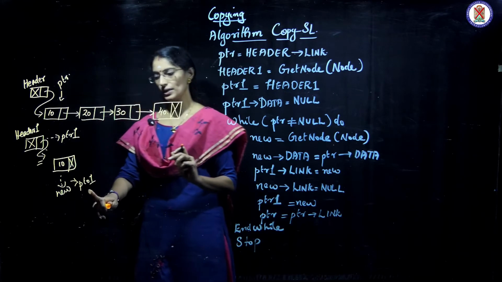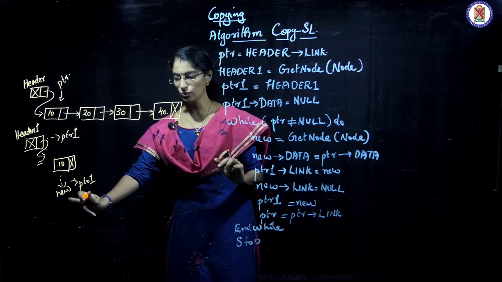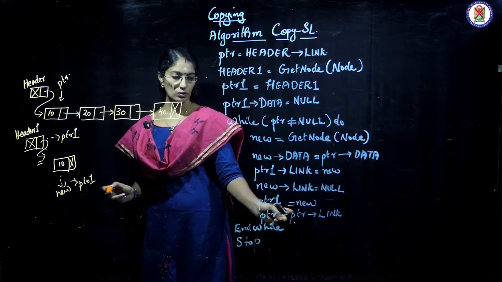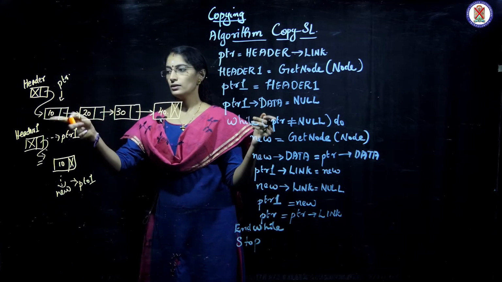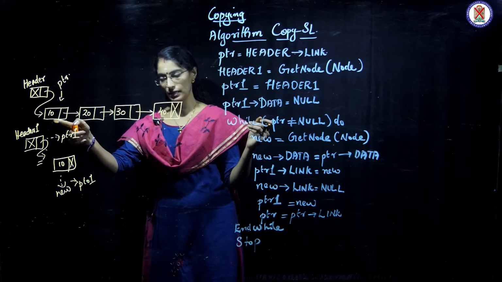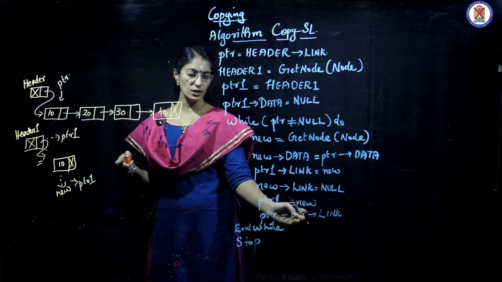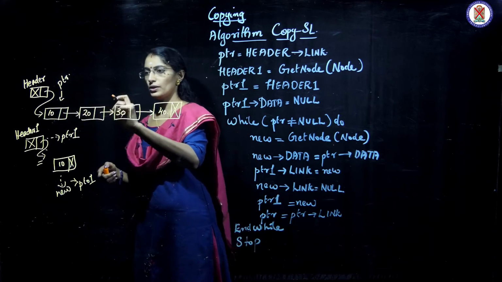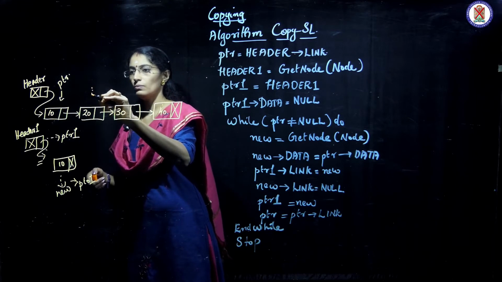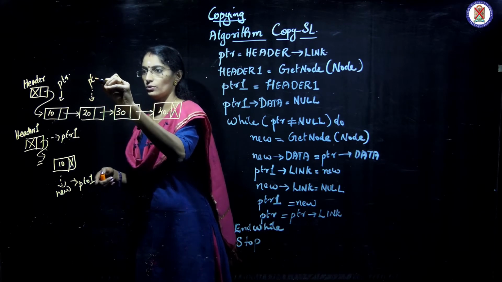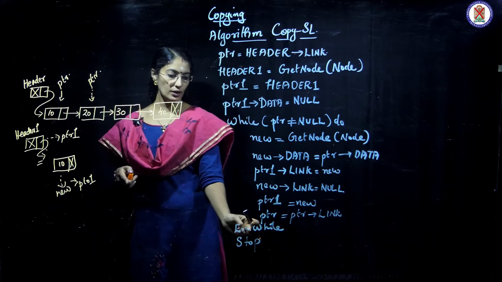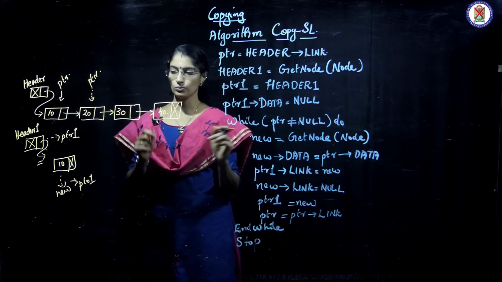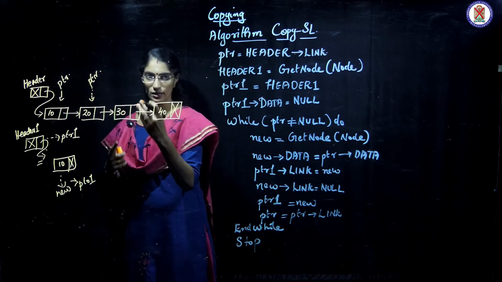That means now ptr1 will be pointing to the new node, that is the first node in our first run of the loop. Now we also have to advance through the existing linked list, and that is done with the help of the statement ptr equal to ptr of link. Ptr equal to ptr of link means now ptr will be pointing to the second node, right? So end while means we will be repeating it. Now is ptr equal to null? No. So naturally we will be creating the second node.